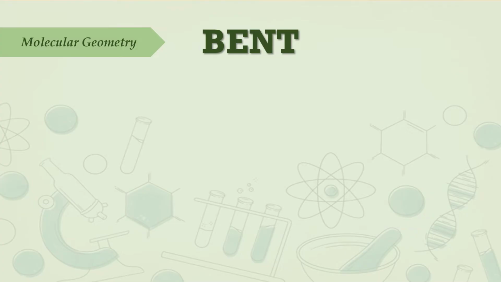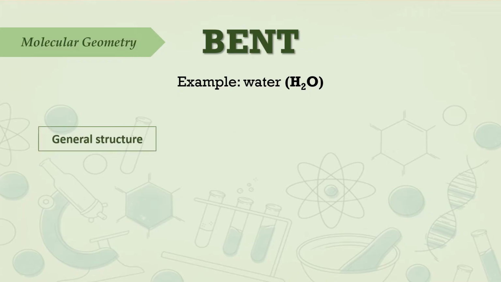Another structure is bent. Our example here will be water. The general structure for bent geometry is this. We have the central atom with 2 attached atoms and 1 lone pair on the central atom, or it could also be the central atom plus the 2 attached atoms with 4 dots, or 2 lone pairs, at the central atom. So let's check water as an example.